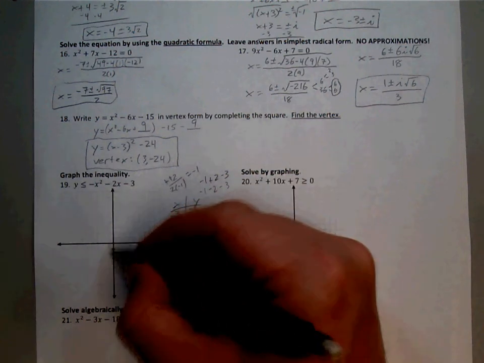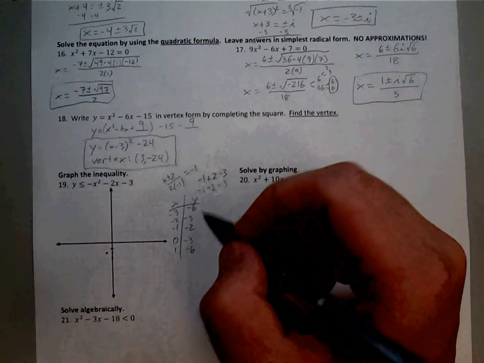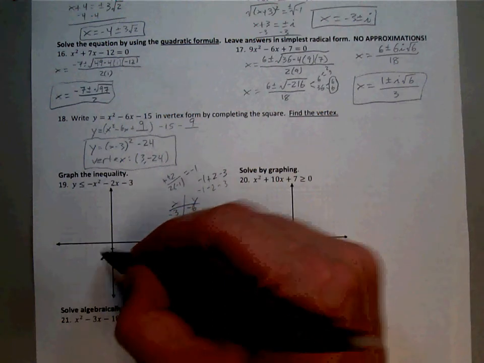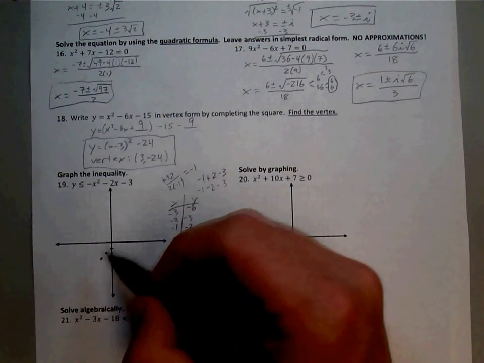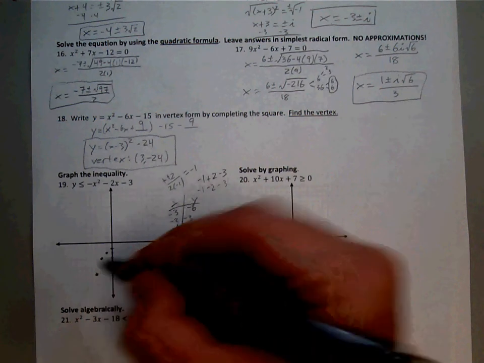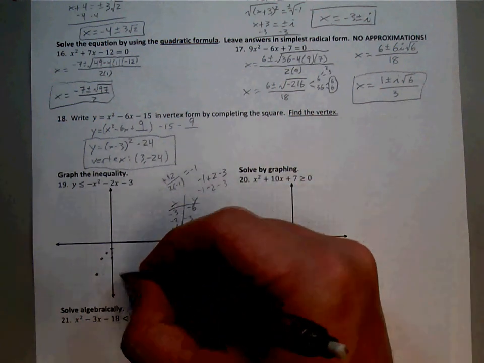Negative 1, negative 2. Negative 2 was down at negative 3 also. Negative 3. 1, 2, 3, 4, 5, 6. And 1, negative 6.